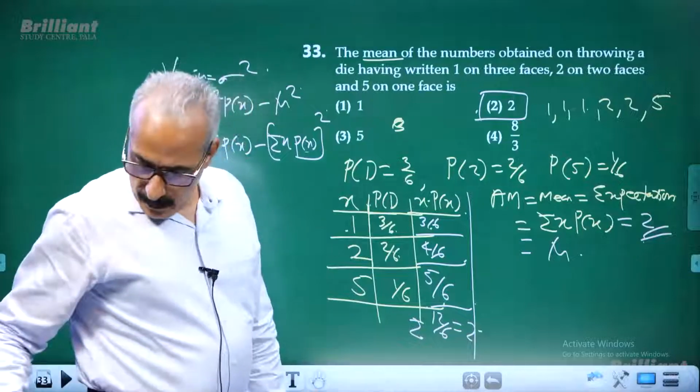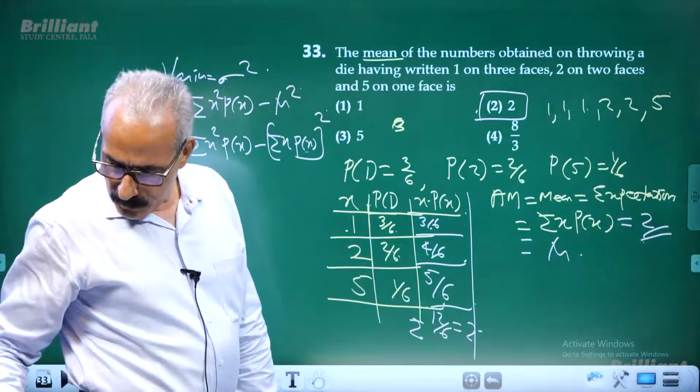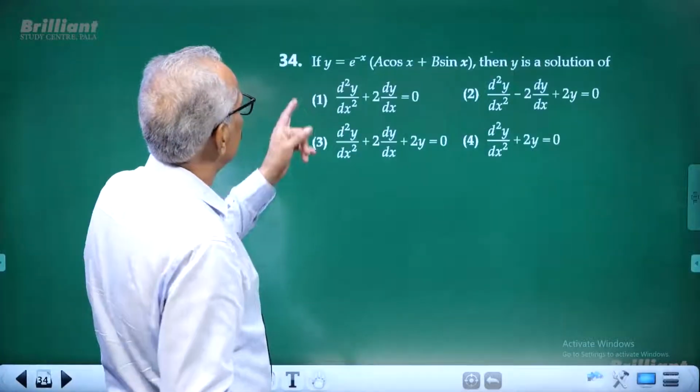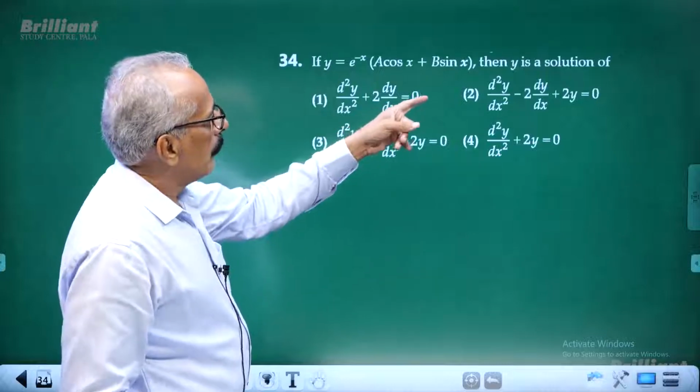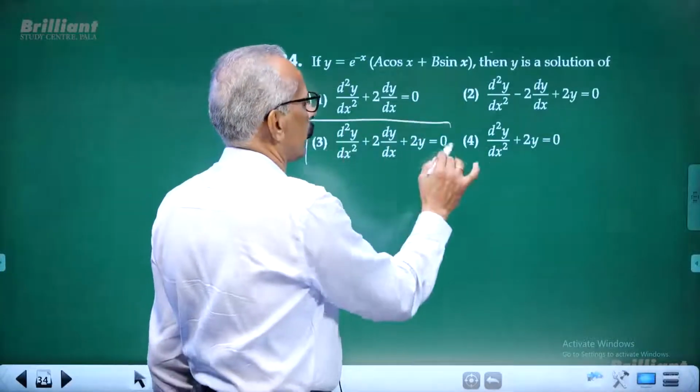Well, 33 is 2. Okay, fine. 34. This y into this, then y is a solution of this. Y is a solution of this one. That you can find out.